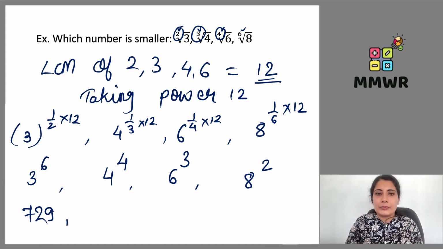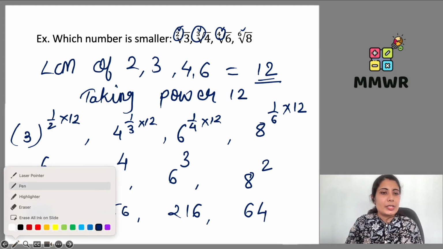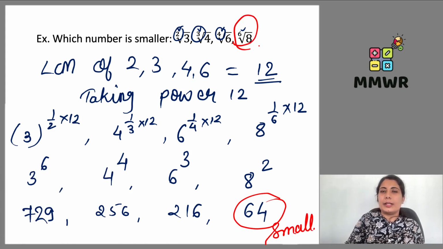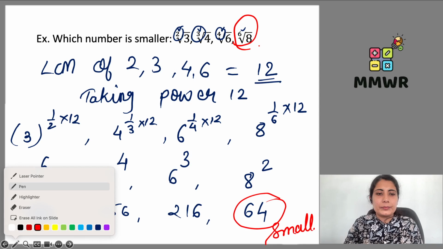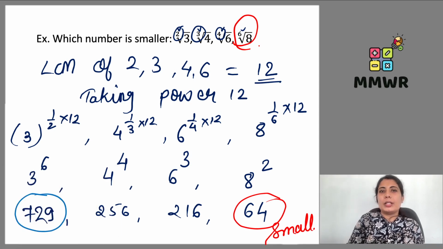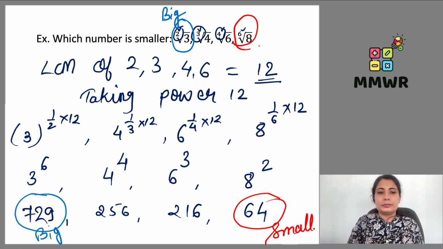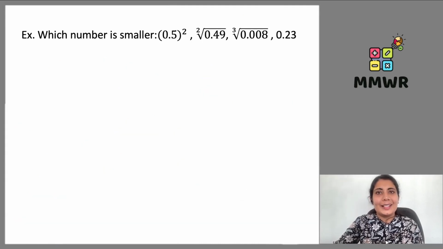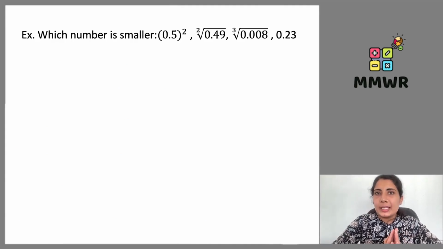So 729. This is 256. 216. 8 square is 64. So the smallest one is this one. This is the smaller one. And the bigger one is 729. Big. Okay, this is the bigger one. I hope it is easy to apply, easy to understand. Right? Let's move to the next example.